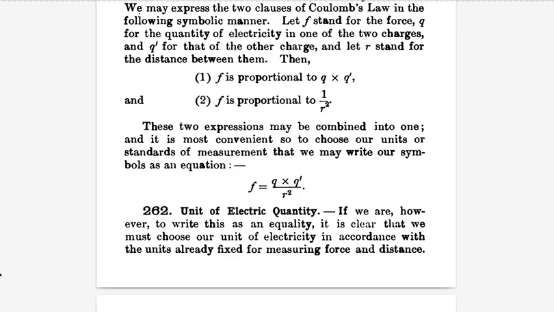These two expressions may be combined into one. And it is most convenient so to choose our units or standards of measurement that we may write our symbols as an equation. F equals charge Q times charge Q' over R squared.